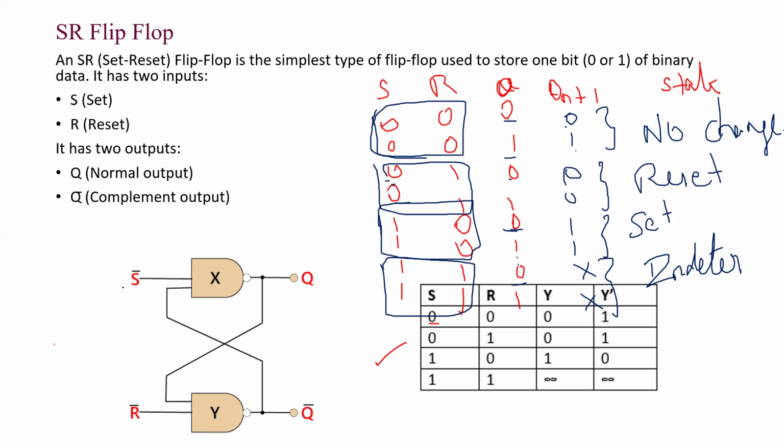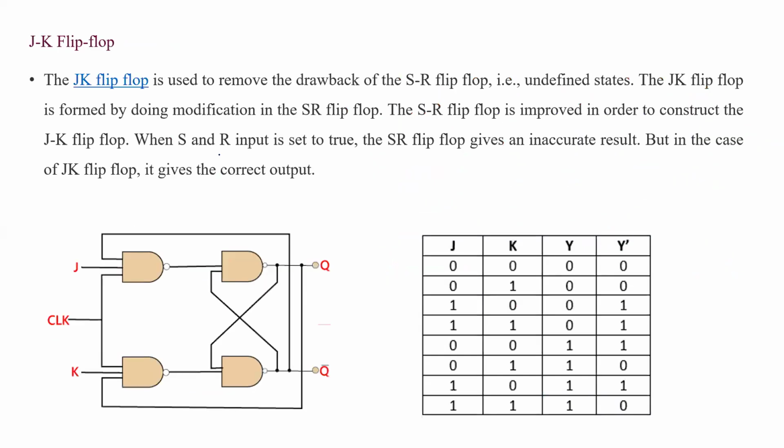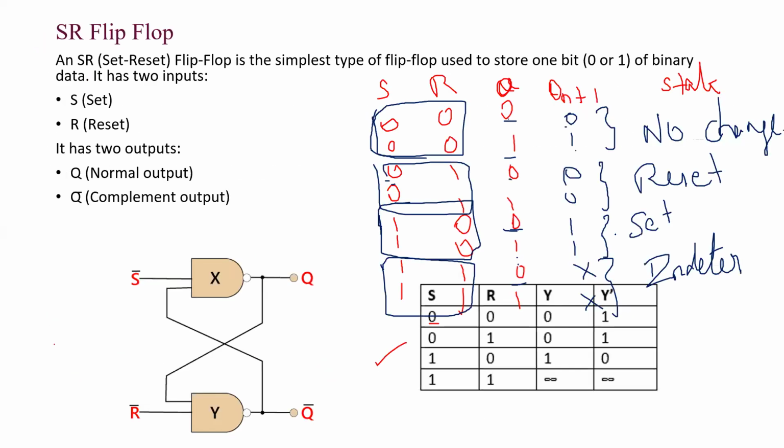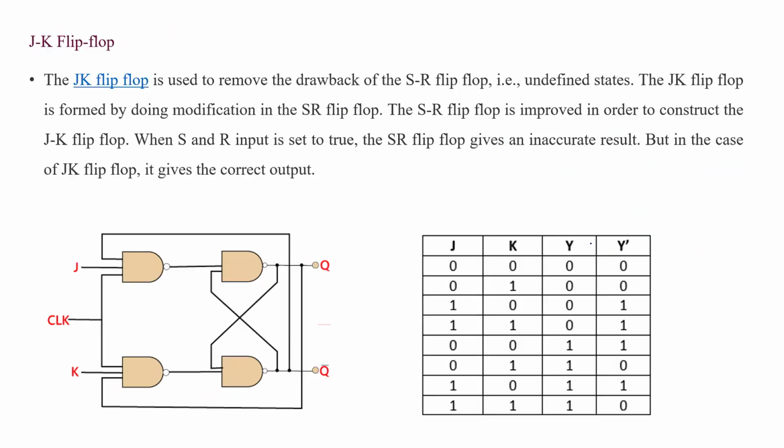So like this only we will get questions. Okay, what is a JK flip-flop? JK flip-flop is used to remove the drawback of SR flip-flop. In the SR flip-flop, what we have got actually is an undefined, indeterminate state. This is the undefined state we got. So the JK flip-flop is formed by modifying the SR flip-flop. The SR flip-flop is improved in order to construct the JK flip-flop.